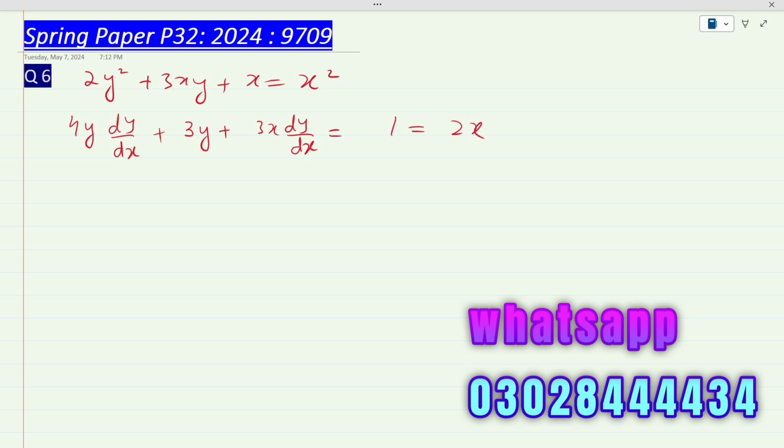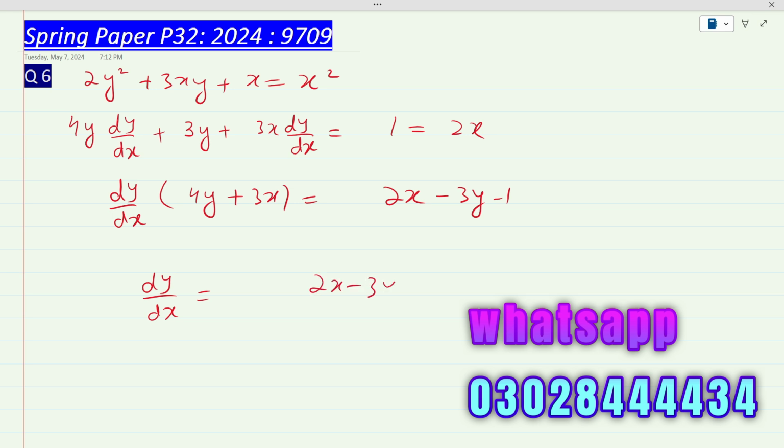Now we have to find dy over dx, so let's make dy over dx the subject. Take dy over dx common, (4y plus 3x), and take the rest of the things to the right hand side: 2x minus 3y minus 1. Now making dy over dx the subject, we have dy over dx equals (2x minus 3y minus 1) over (4y plus 3x).